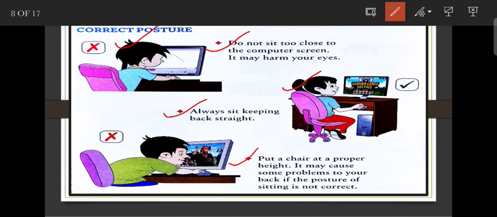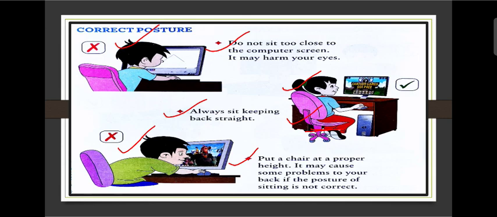And next is to put your chair at a proper height. Here you can see this chair is at a proper height. It may cause some problems to your back if the posture of sitting is not correct. In this image this sitting posture is not correct, and this sitting posture is absolutely correct. Keep the back straight.